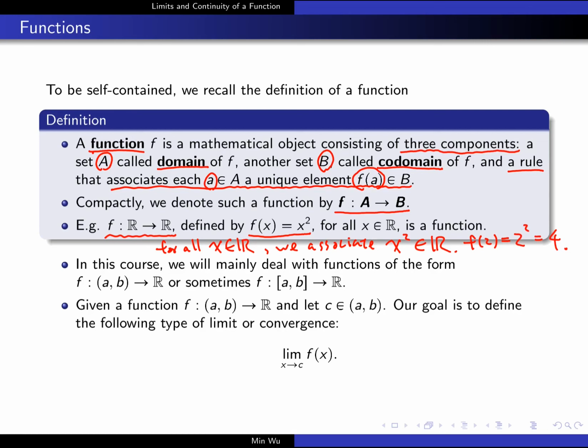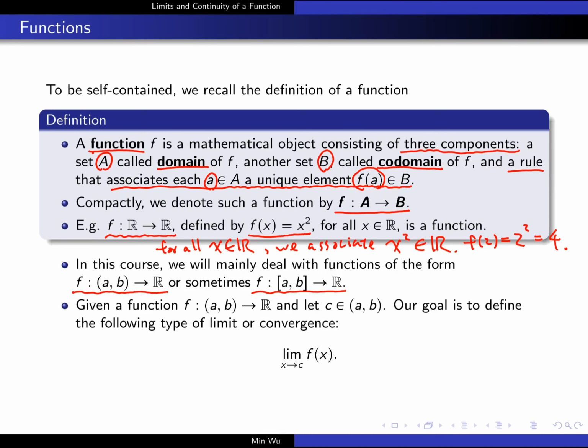And in this course, we will focus on two kinds of functions. The first kind is with domain an open interval and codomain R. The other kind is where the domain is a closed interval from a to b, and the codomain is still R. These two kinds of functions are the main functions that we will consider in this course.